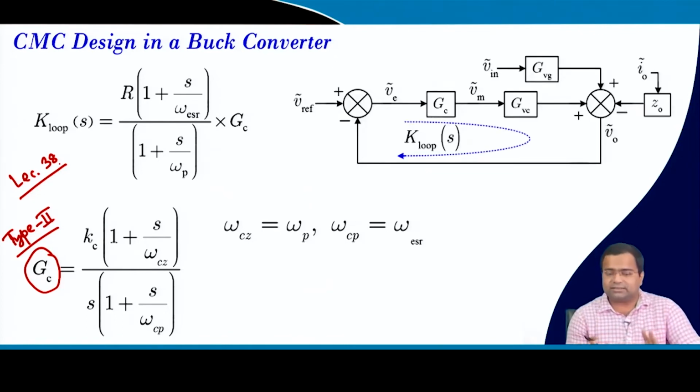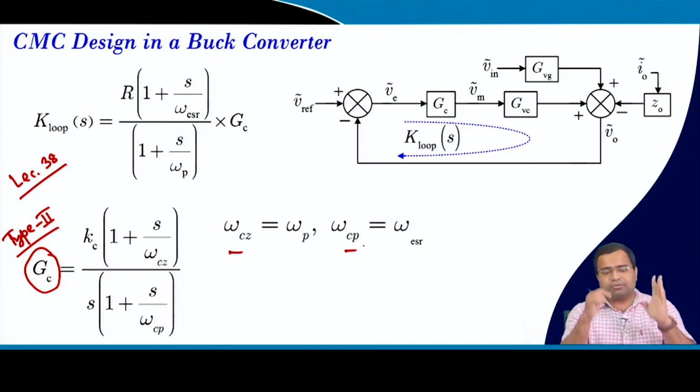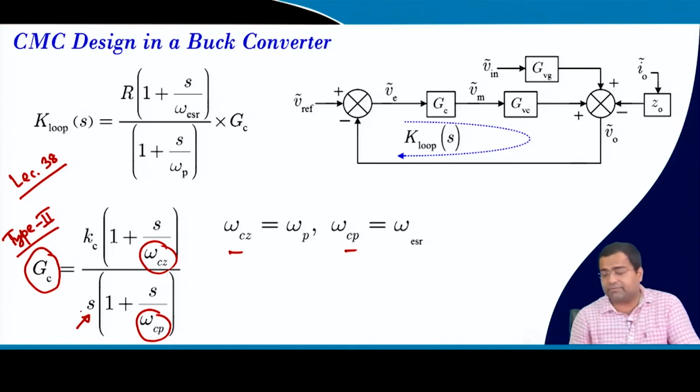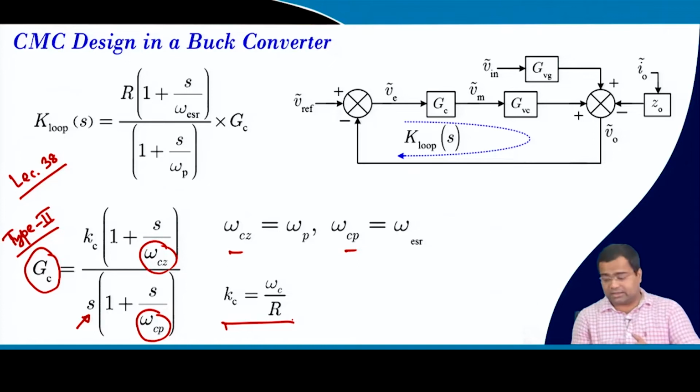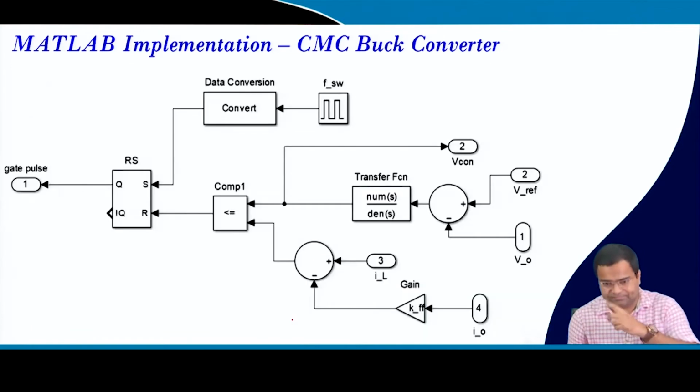are all discussed, how to place the controller zero and controller pole, because we have one controller zero and one controller pole that we have to cancel, and another pole is at the origin. So, you will get a first order system, and how to get Kc, the controller gain, we also discussed. And we have also discussed the MATLAB model under current mode control. We have discussed multiple times how to implement the current mode control buck converter.